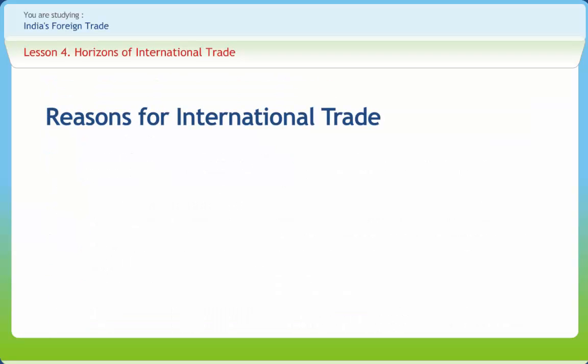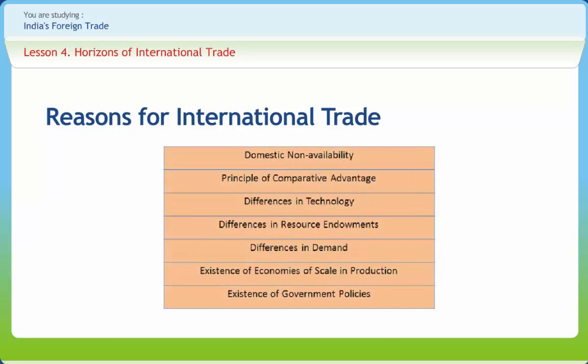The reasons for international trade are domestic non-availability, principle of comparative advantage, differences in technology, differences in resource endowments, differences in demand, existence of economies of scale in production, and existence of government policies. A nation trades because it lacks the raw materials, climate, specialist labor, capital, or technology needed to manufacture a particular good. Trade allows a greater variety of goods and services.